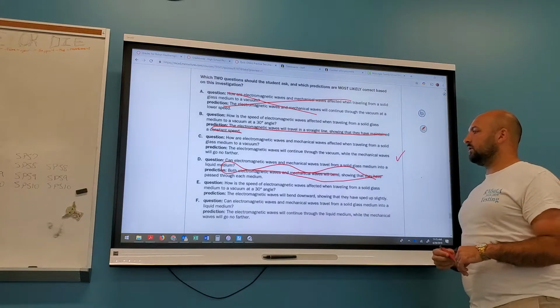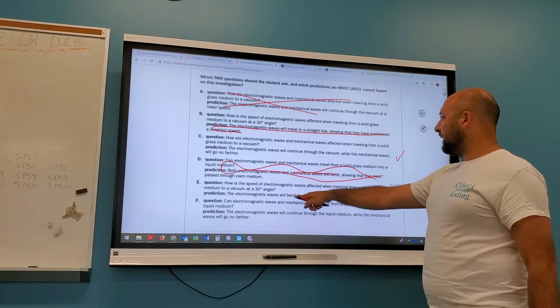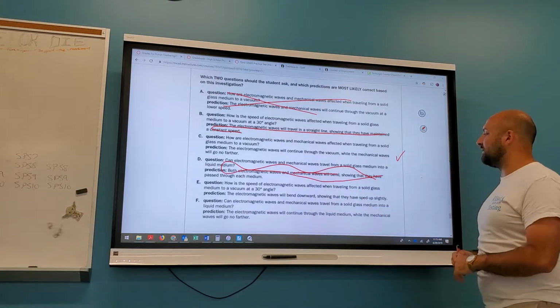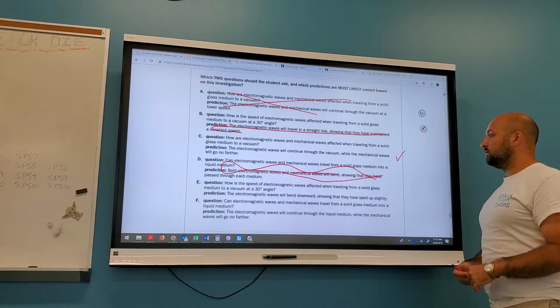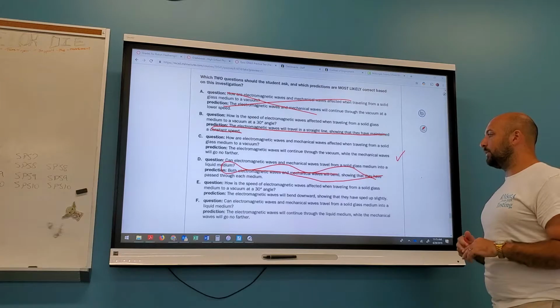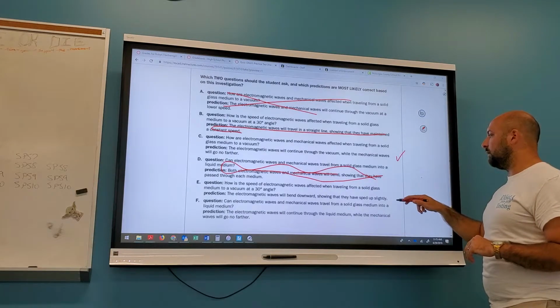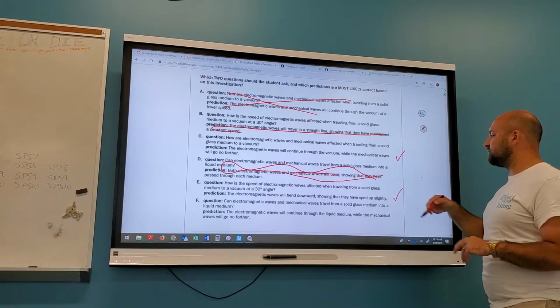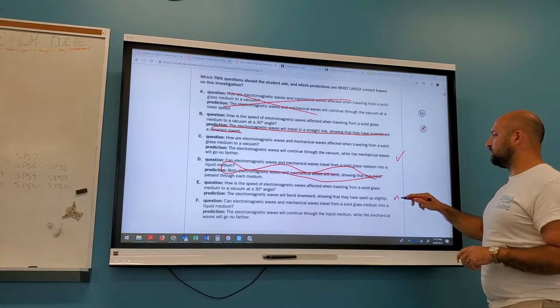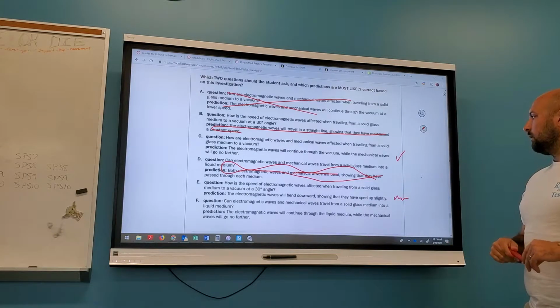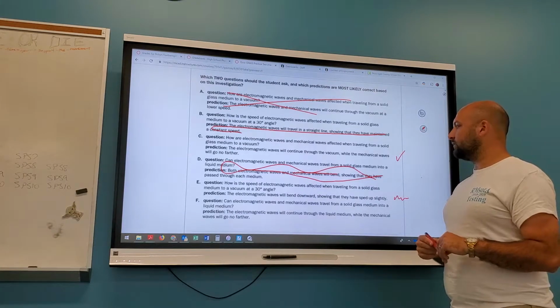I don't care about the question. The EM waves will bend downwards, showing they have sped up slightly. So, nothing about mechanical waves. EM waves will bend downwards. There's some bending going on there. Let's look at it in a second to make sure that it's going to speed up, as opposed to slowing down.